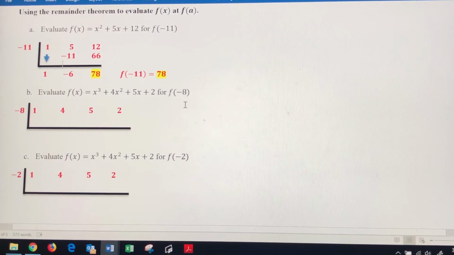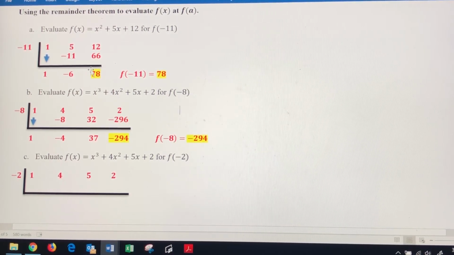Now, this function's a little more complicated. We've got a cubic function that we're dealing with, and we're plugging in negative 8, okay? So let's go through the synthetic division steps. So we're going to bring down the 1. We're going to multiply negative 8 times 1. Then we're going to add those two values. We get negative 4. Multiply negative 8 times negative 4. Get positive 32. Add these, you get 37. Then multiply negative 8 times 37, which is negative 296. And then when we add those two together, we get our remainder of negative 294. So f of negative 8 equals negative 294.